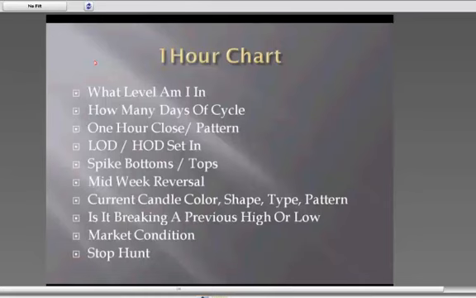How do I know? Am I in sideways consolidation? Am I hitting the stop hunt? Am I running the trend? Is it 2 in the morning? Is it 2 in the afternoon? Where am I in the market cycle? Where am I? That's what you're supposed to be asking yourself when you're staring at the screen.